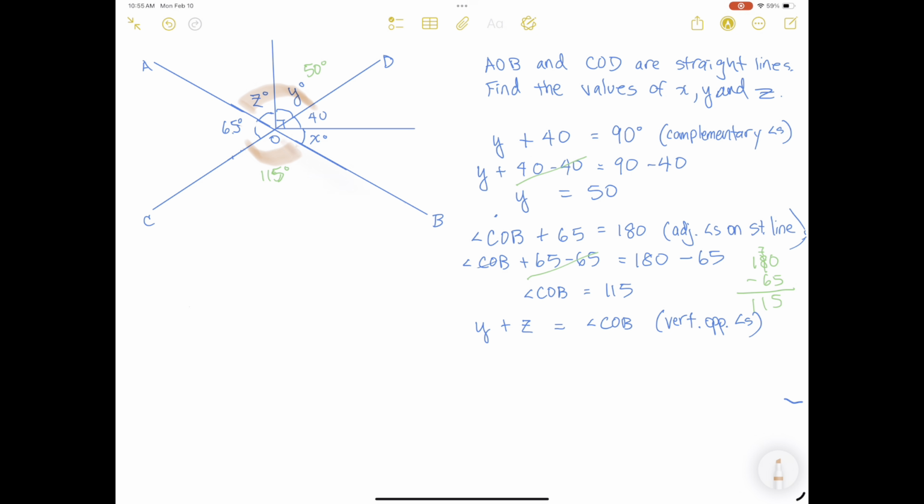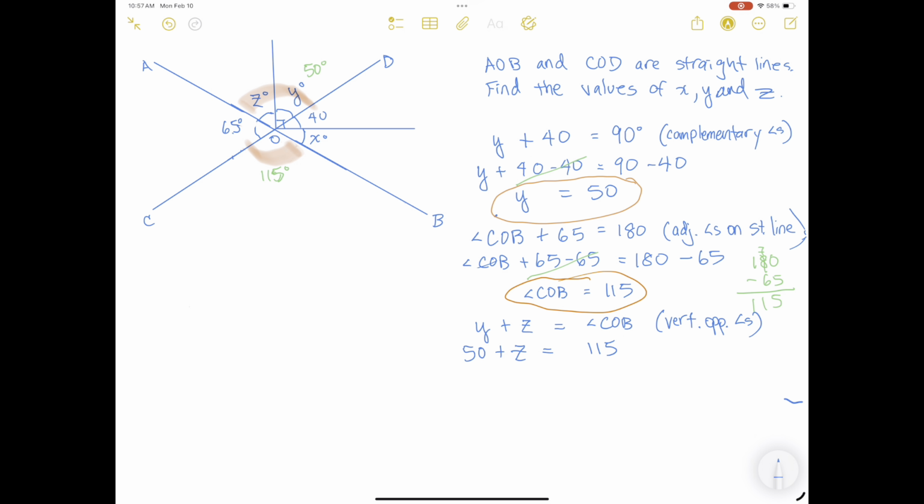And we go back into the equation on the right and substitute the known values for the variables. Angle Y is 50 degrees, so we substitute 50 for Y. Z we are solving for, and angle COB we figured out earlier was 115 degrees, so we will substitute 115 for angle COB, which gives us 50 plus Z equals 115. Now we just need to solve for Z.